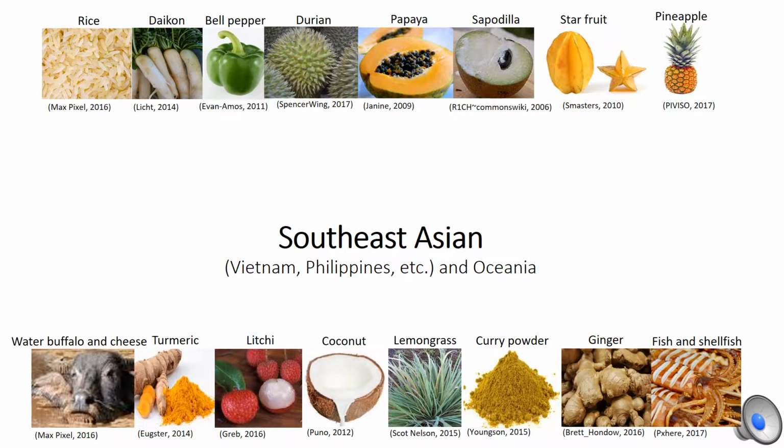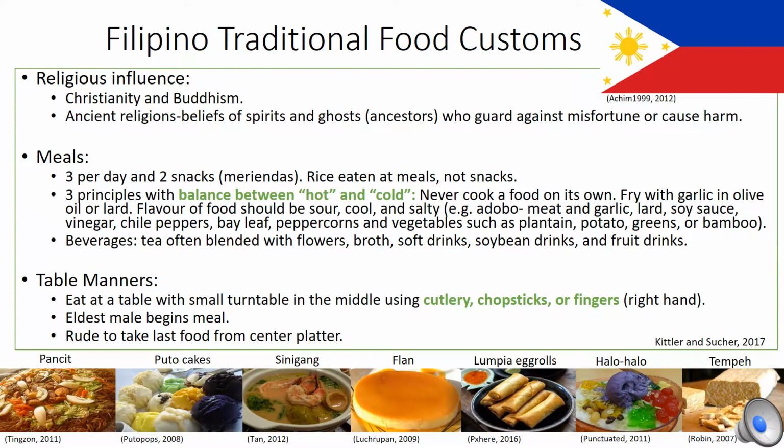Here we see some foods from Southeast Asia. Filipino traditional food customs are influenced by Christianity, Buddhism, and ancient religions, where beliefs of spirits and ghosts guard against misfortune or cause harm. Meals are offered 3 times a day with 2 snacks. Rice is eaten at meals and not snacks.